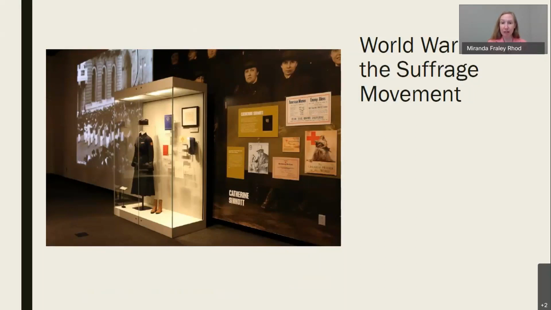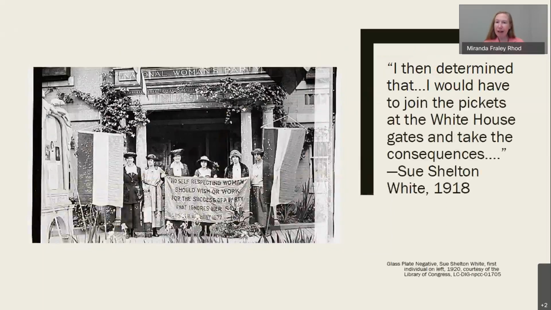President Woodrow Wilson was a rather reluctant advocate of suffrage. He finally came out in favor of an amendment to the Constitution for women's voting rights. And women's work for the war effort really did seem to have a big impact on Wilson. He presented his support for a suffrage amendment as a war measure. And here is an image of Sue Shelton White and other members of the National Woman's Party in Washington, D.C. And Sue Shelton White is talking about how she felt it was important to continue protesting.